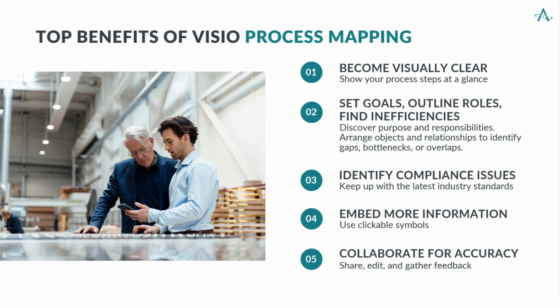You can take the confusion out of any process or isolate the cause of the confusion by mapping out the details. Speaking of confusion, you can use a process map specifically to set goals, outline roles and responsibilities, and find inefficiencies. By looking at the steps, decisions, and their relationships, issues like gaps, bottlenecks, or overlaps quickly become evident.